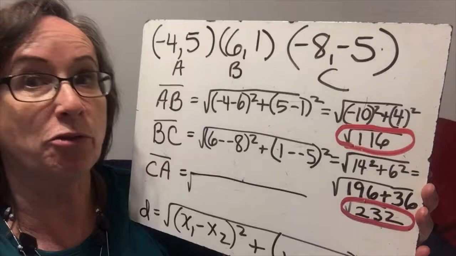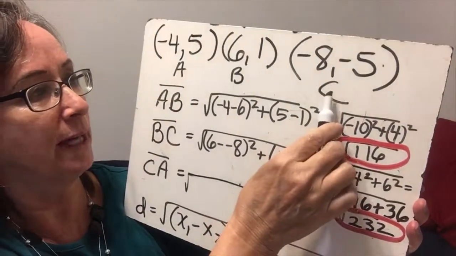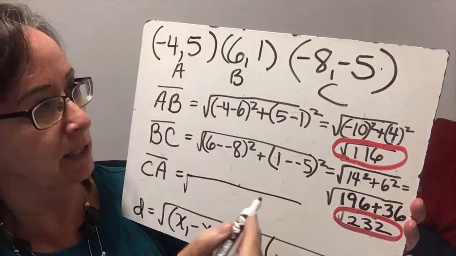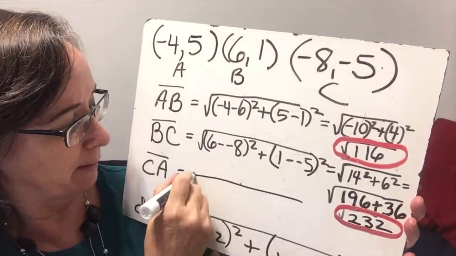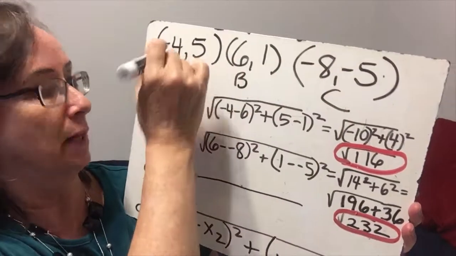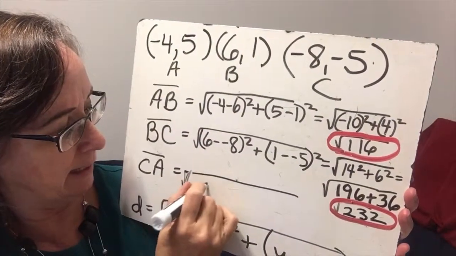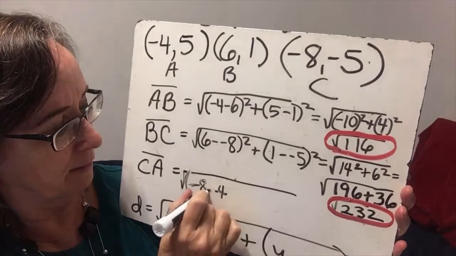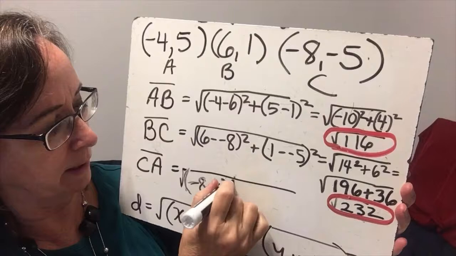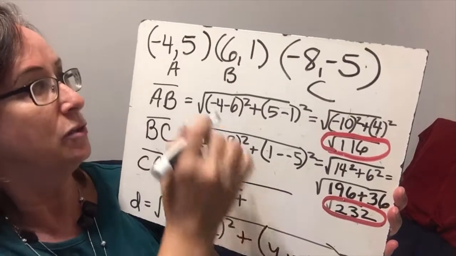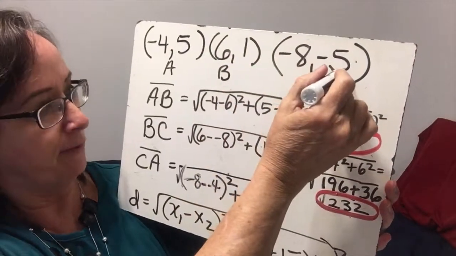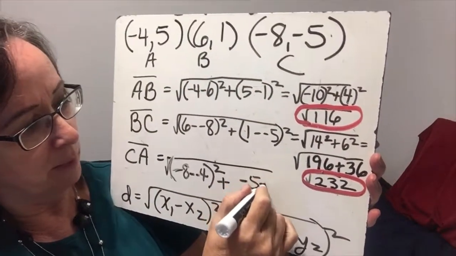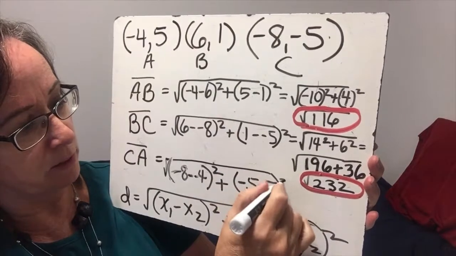So I'm going to do the third one with you. So here we're doing CA. I'm just going to take this one minus this one, my two x values. So I'm going to put my parentheses here and put -8 minus -4. Oops, that's a minus a negative. And we're going to square it and then add it to -5 minus 5, and we're going to square that.